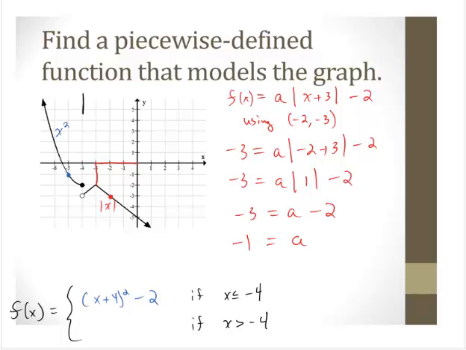So then the second part of the function is -1 absolute value x plus 3 minus 2. And so there is a piecewise function that models this graph.